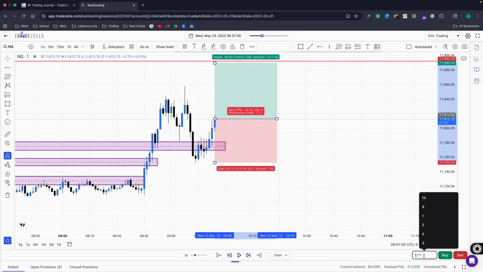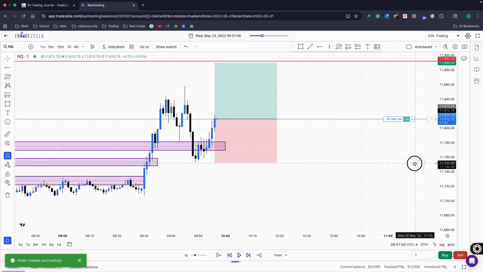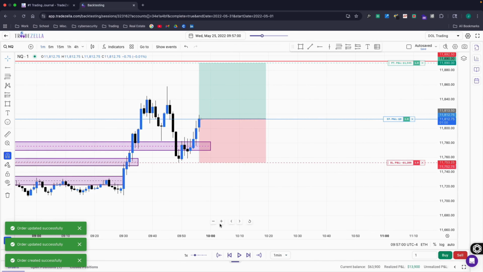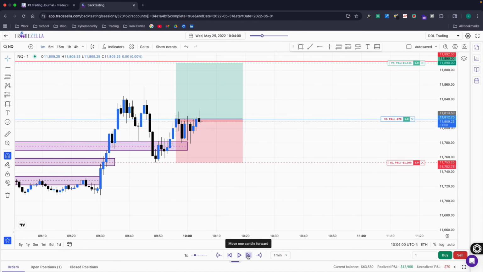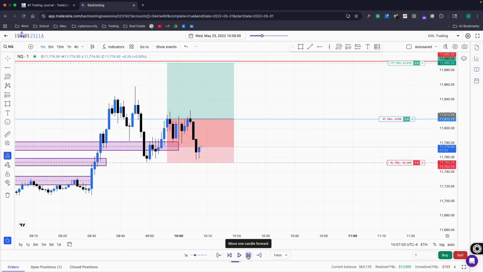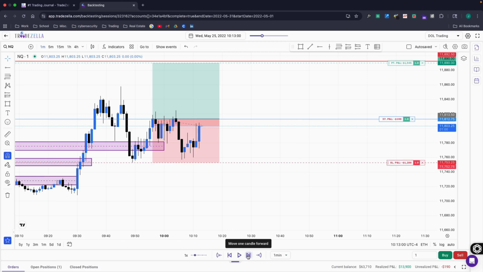Take one contract here. Stop loss at this low. Take profit at this high. And let's see how that plays out. Oh, nice. Oof. Probably gonna get stopped out, honestly.